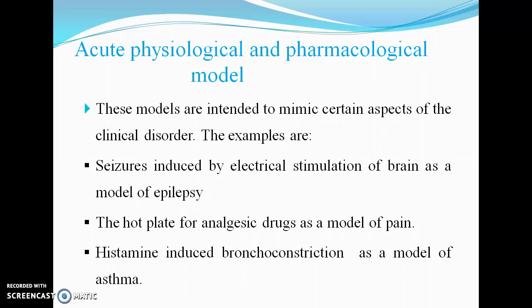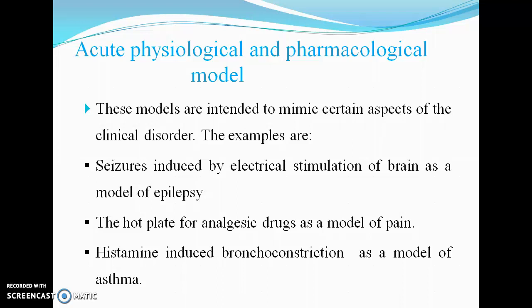So one more example, that is the histamine induced bronchoconstriction as a model for asthma. This is also a shorter duration model. That depends on the dose of histamine that you give. Once the dose fades, the animal immediately returns to normal, because here you use a normal animal and give some chemicals or some physical conditions.